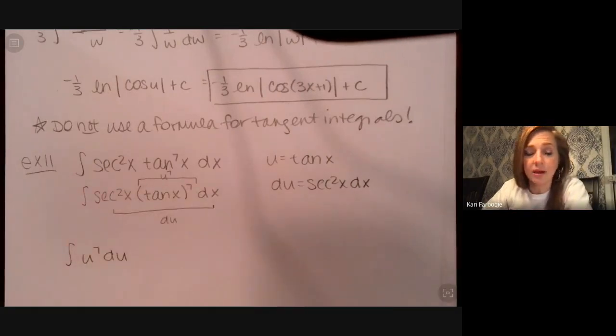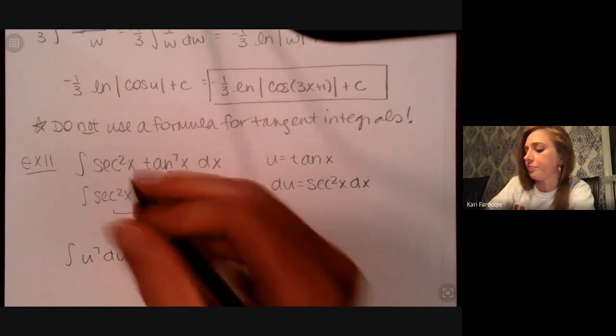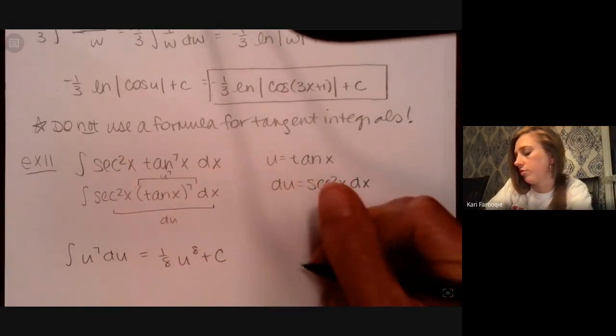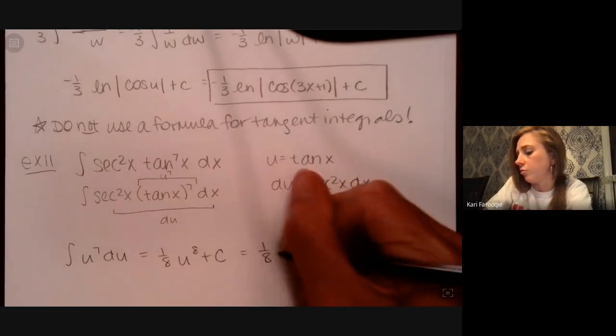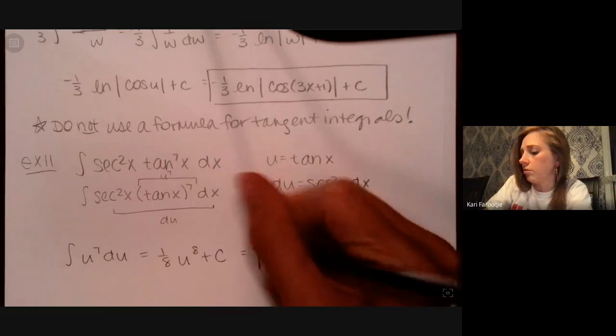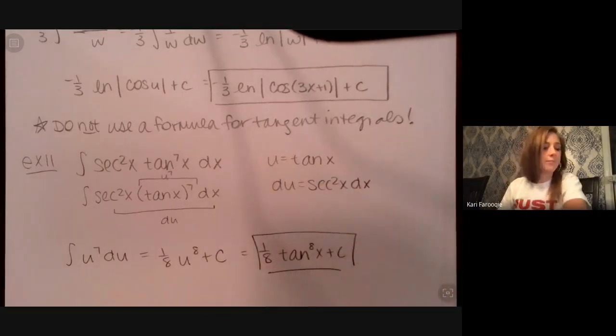That's it. And again, don't get bogged down in, oh my gosh, this looks way different. All you have to do is just make sure everything's accounted for. If it is, then you're good to go, and you can integrate and back substitute. 1/8 u to the 8th plus c is 1/8 tangent to the 8th of x plus c.